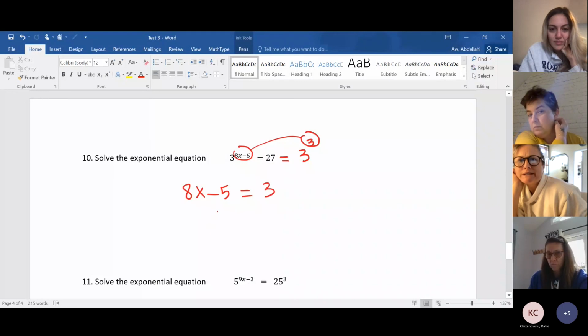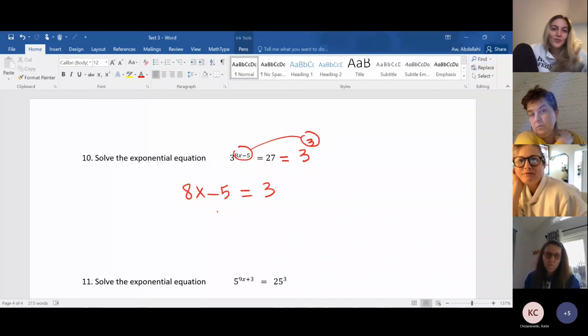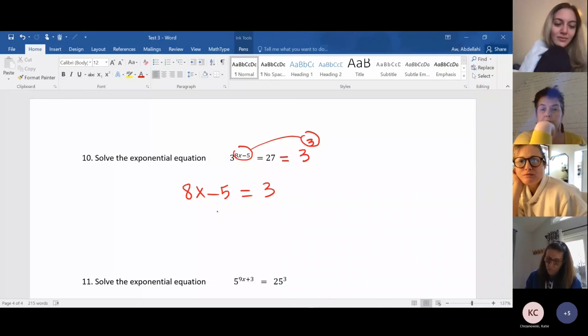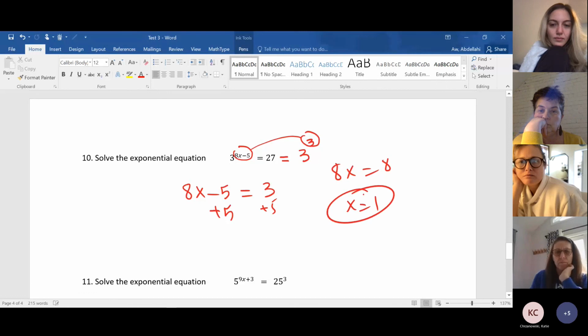This is not really hard, you know. As a general topic, exponential equations can be very hard, but not in this class, because we haven't reached that level of math yet. See? We haven't reached the level of math where the exponential equation can be hard. So, and here we solve for x. We add 5, so we get 8x equal 8. So we divide, so we get x equal 1.